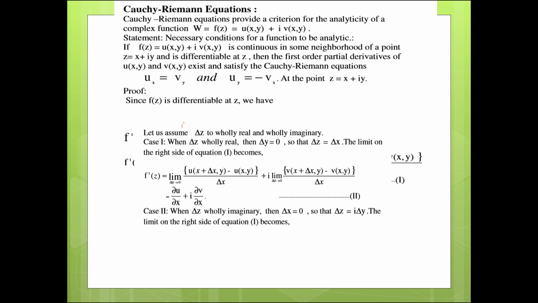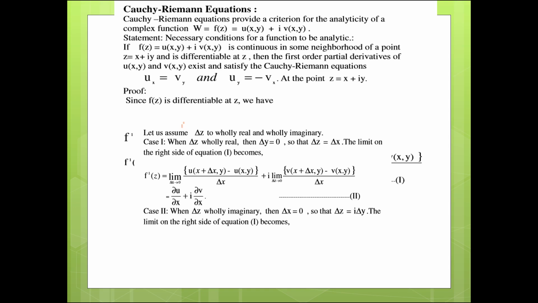Now the proof of these Cauchy-Riemann equations is: since f of z is differentiable at z, let us assume delta z to be wholly real and wholly imaginary. First case, if delta z is wholly real, then delta y is equal to 0, so that delta z equal to delta x. The limit on the right side of equation 1 becomes f dash of z equal to limit delta x tends to 0 of u of x plus delta x comma y minus u of x comma y divided by delta x, plus i into limit delta x tends to 0 of v of x plus delta x comma y minus v of x comma y divided by delta x, that is also equal to ux plus i vx.